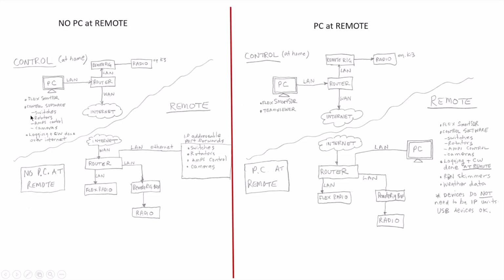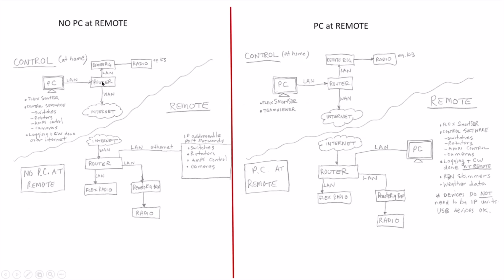And then you'd have control software. This would be devices which will drive switches, rotators, amps, for example, maybe a camera streaming thing. And you'll have your logging and CW done on this PC, and it's sent over the internet to drive the radio.